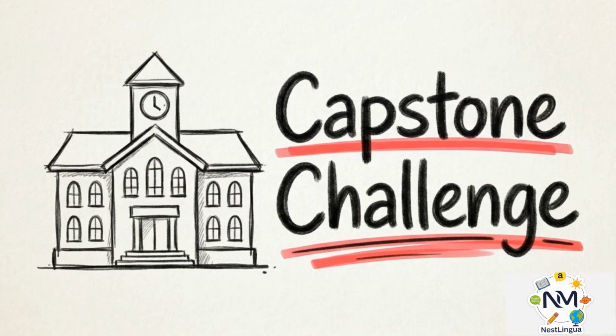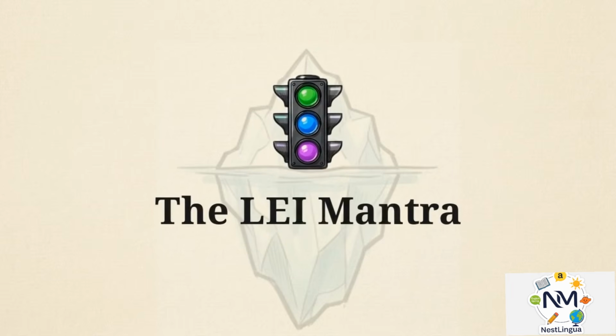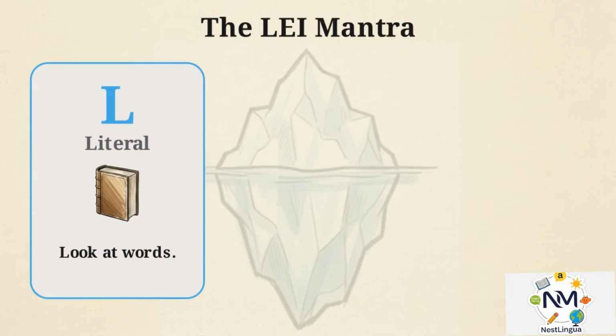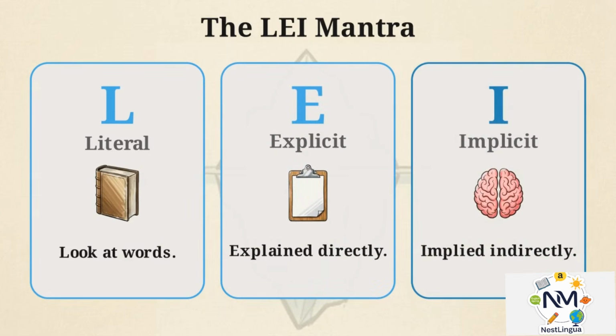Here is a final capstone challenge. The chalkboard reads, "When the principal entered the classroom, the students suddenly became very quiet." Your task is to identify the literal meaning, the explicit facts, and the implicit meaning using the CCC formula. To help you remember the process, use the LEI mantra. L, look at the dictionary definition of the words. E, identify what is explained directly. I, determine what is implied indirectly through the context.